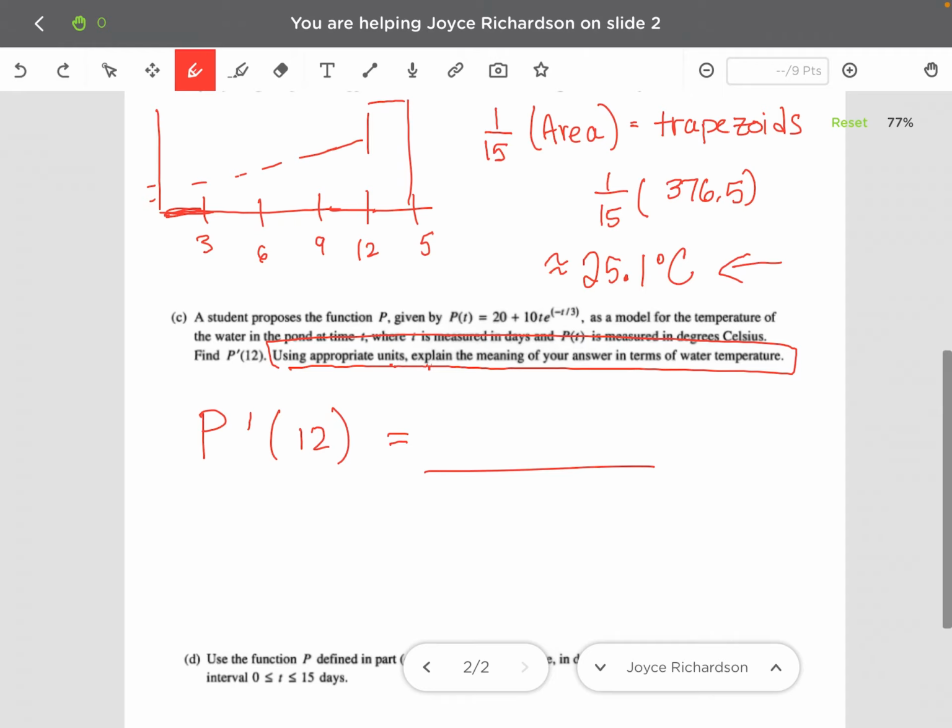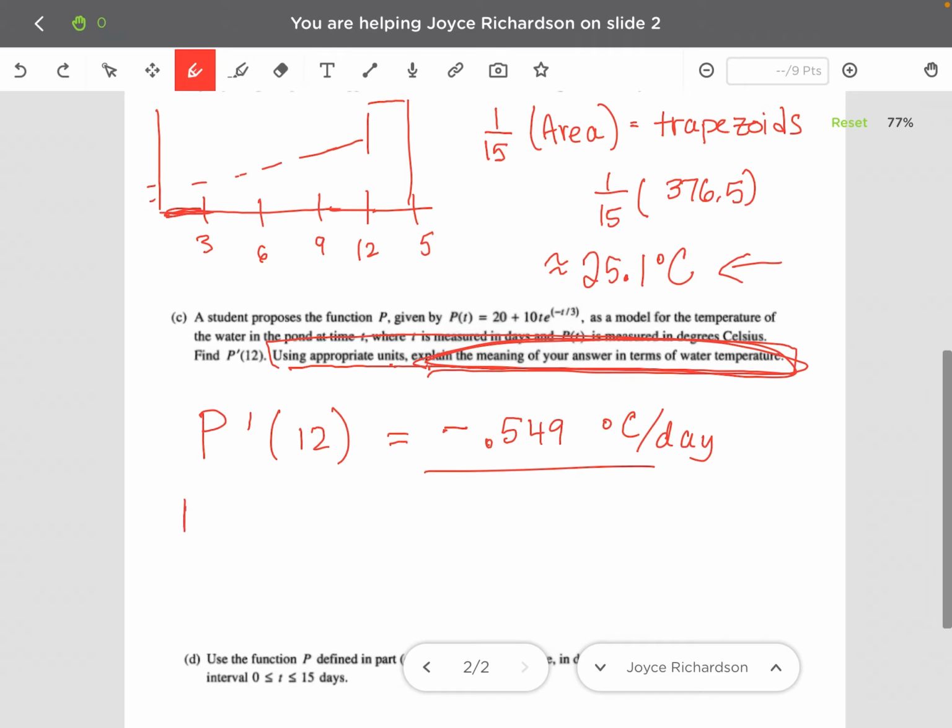Go do n derive, okay, at 12 and get that answer, which ends up being, I believe, negative 0.549 degrees Celsius per day. But then when it says using appropriate units, explain the meaning of your answer, this is where they just won't take this, degrees Celsius per day.